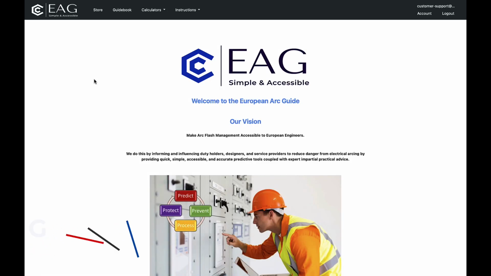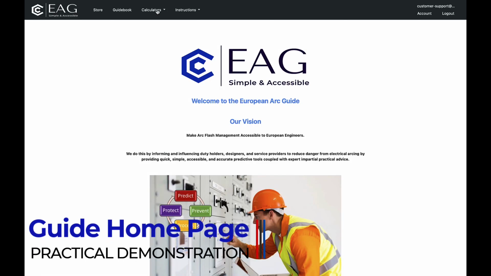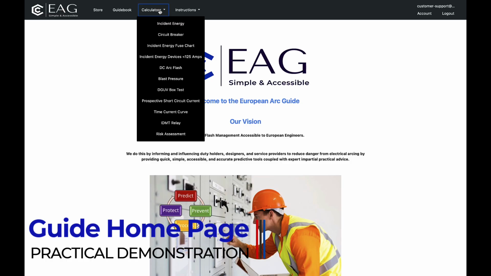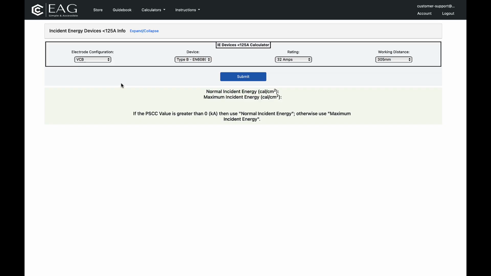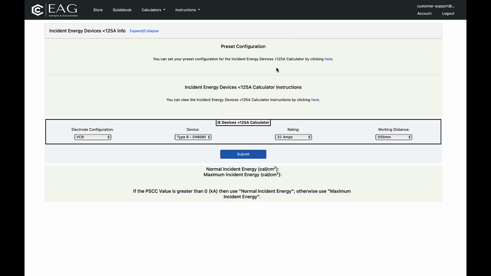To access the calculator, select the Calculators tab and then Instant Energy Devices below 125 amps. If you select Expand or Collapse, you'll be able to provide preset configurations, and this will also give you access to the comprehensive guidance on how to use the calculator.